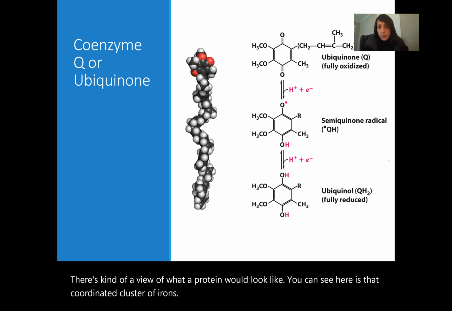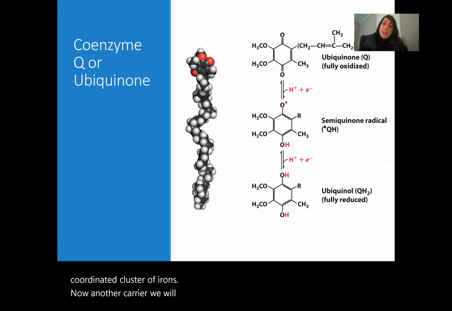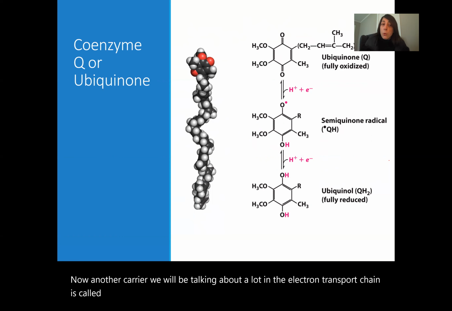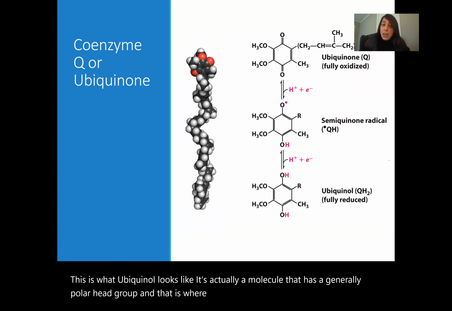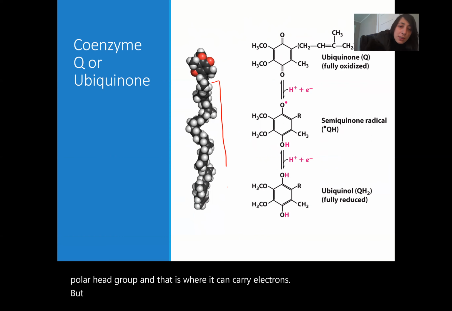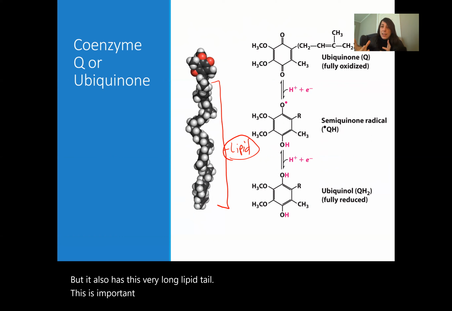Now, another carrier we will be talking about a lot in the electron transport chain is called coenzyme Q or ubiquinone. This is what ubiquinone looks like. It's actually a molecule that has a generally polar head group, and that is where it can carry electrons. But it also has this very long lipid tail. This is important because this duality lets it travel through areas that are very lipophobic.